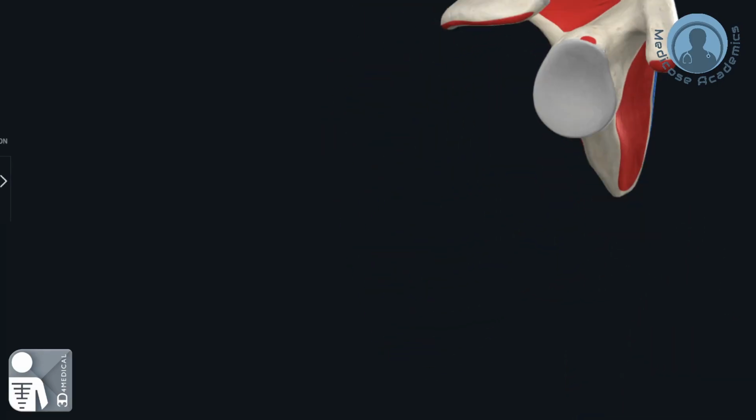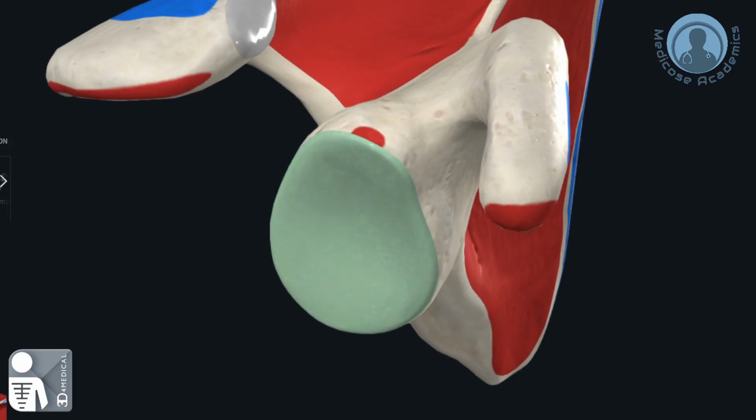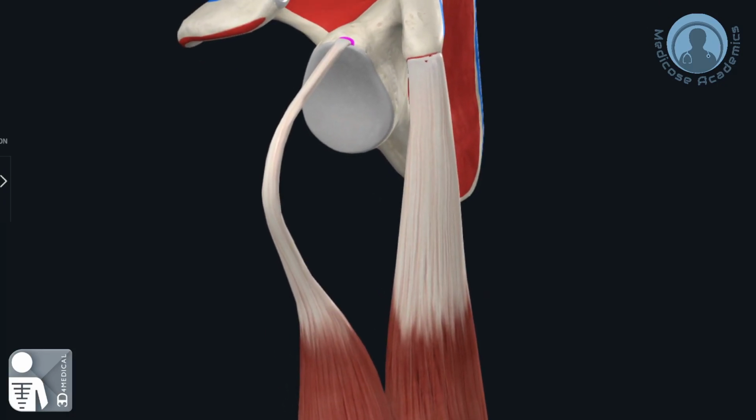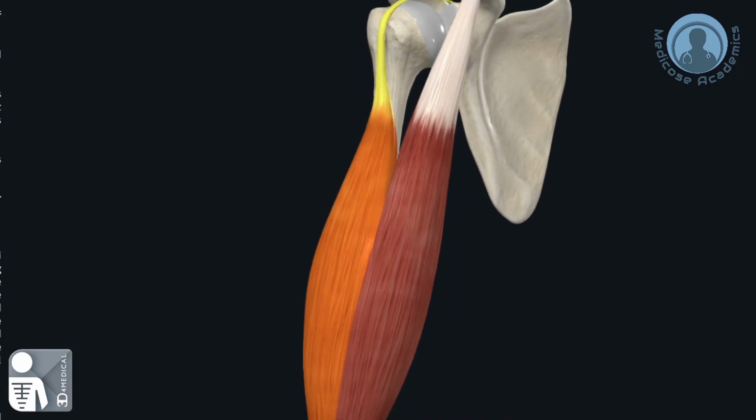Now we have the muscle that is attached to the supraglenoid tubercle. This part. This muscle is the long head of biceps. We did the short head of biceps from the coracoid process, and this is the long head of biceps.